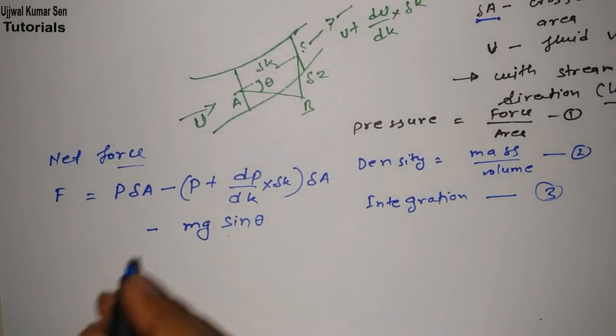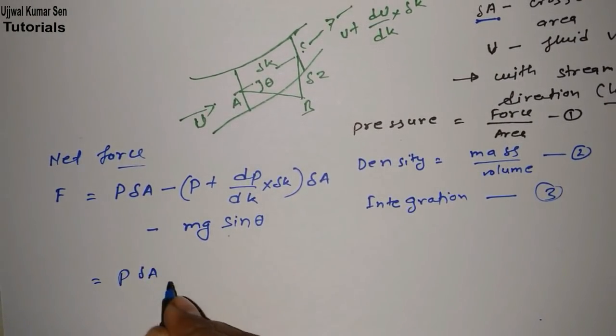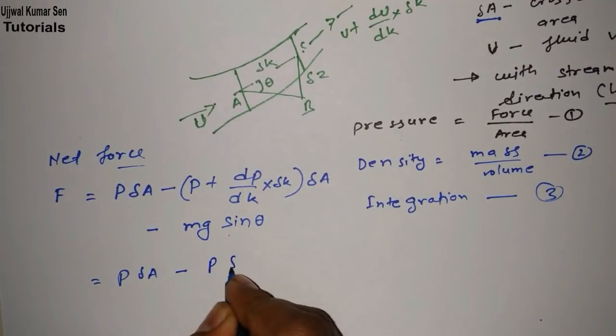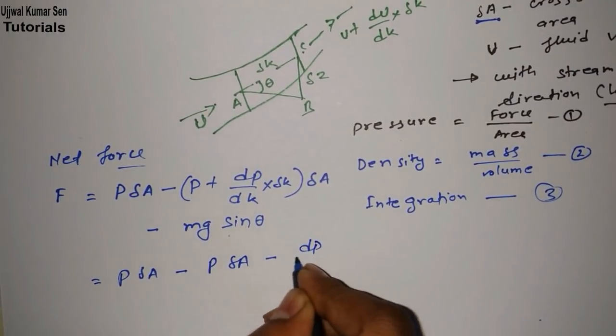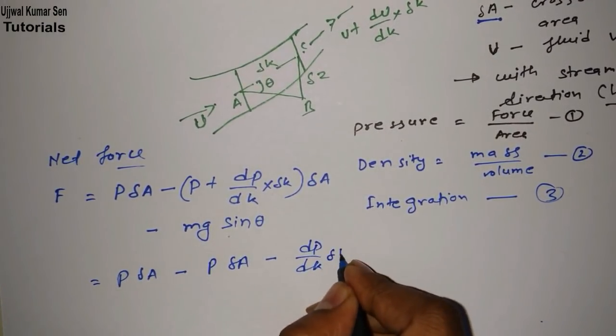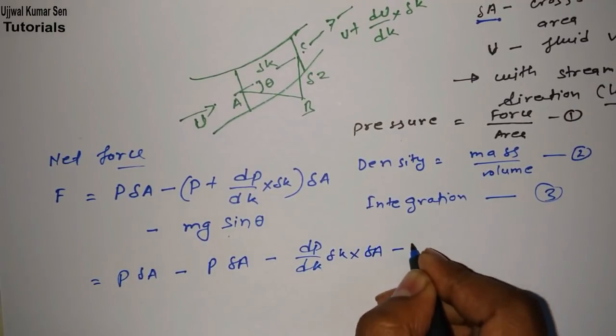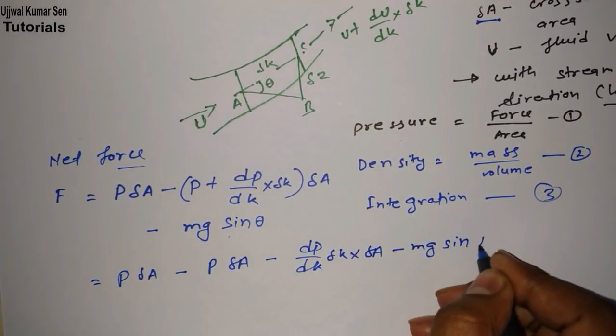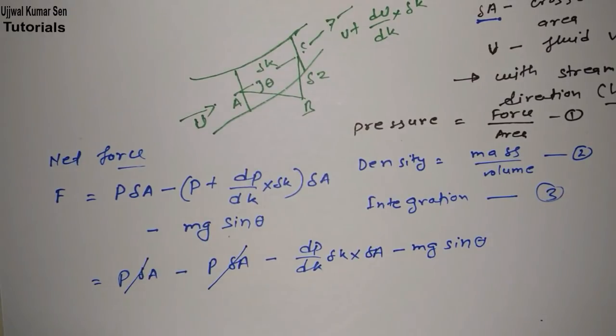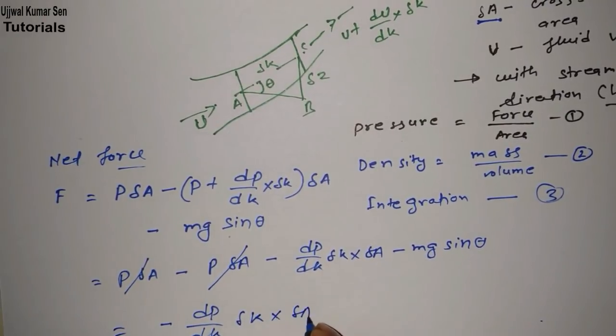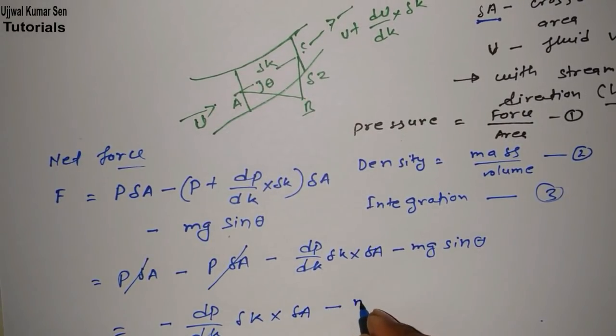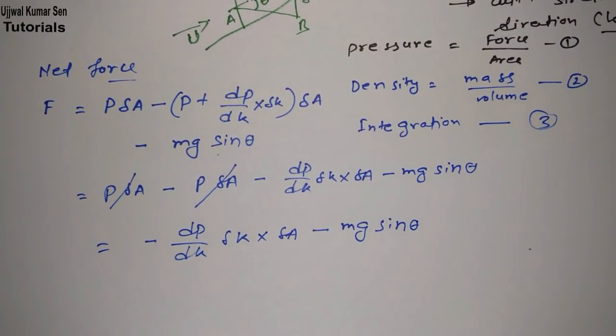Now do a little bit of simplification. I'll multiply this out: P delta A minus dP by dk delta k into delta A minus mg sine theta. So this one gets cancelled. What we got is minus dP by dk delta k multiplied by delta A minus mg sine theta. So this is the equation we got from here.